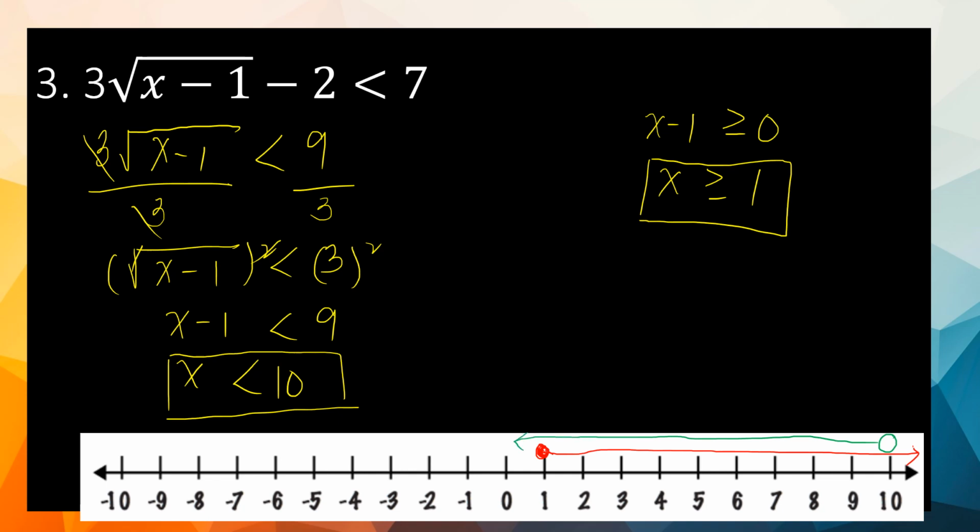Again, look for the overlapping parts. As you can see, our answer should be from 1 to less than 10. So when we write our final answer, it's a compound inequality. So we have x here, 1, and then 10. So your x should be greater than or equal to 1 and less than 10.